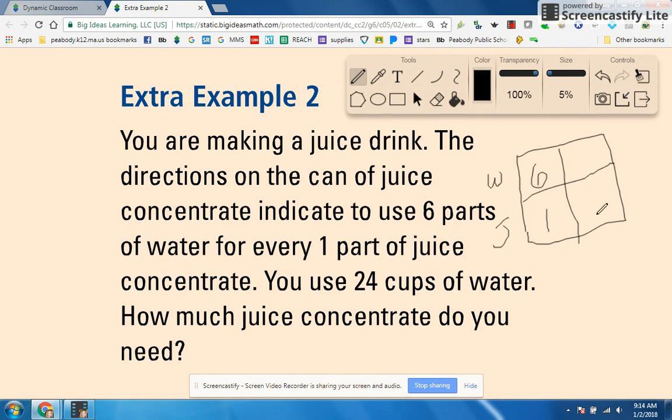So think of where on your chart that's going to go. 24 cups of water is going to go on top with the water. How much juice do you need? So now we made our own ratio table. So we have to figure out what times 6 is 24, which is 4.